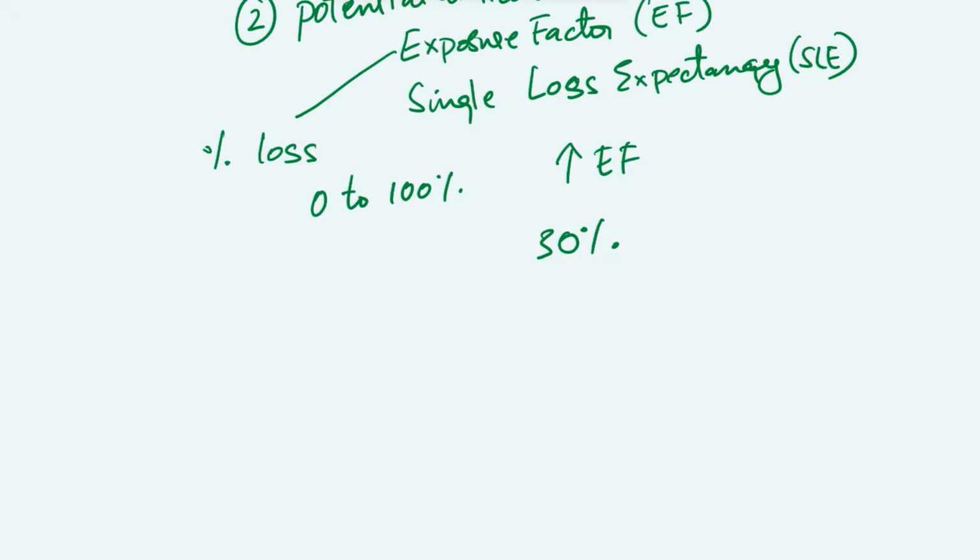Exposure factor helps in understanding the potential impact of a risk event on a particular asset, and it is used in conjunction with the asset's value to calculate the single loss expectancy. So we mentioned single loss expectancy, that is SLE here, right? SLE is the estimated financial loss or cost associated with a single occurrence of a specific risk or threat affecting an asset. It is calculated by multiplying the asset value by the exposure factor for that particular risk. So the formula is SLE equals asset value, that is AV, multiplied by exposure factor EF.